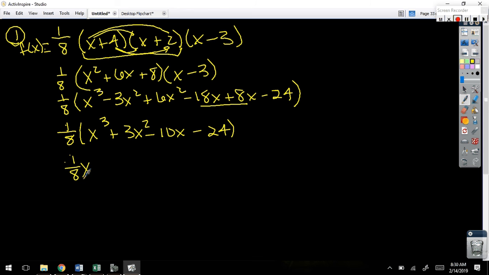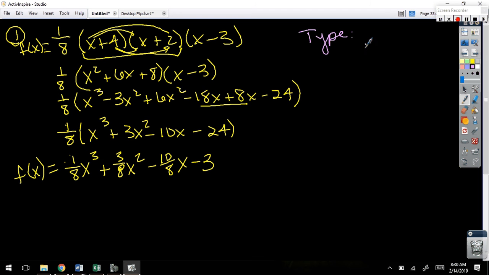1/8 x cubed plus 3/8 x squared. Remember, we're not going to really do anything else with this. We're not plugging any numbers in or anything, so the fact that it's kind of nasty is okay. 10 over 8x, or 5 over 4x. 24 divided by 8 would be 3. So now looking at this, what is the type? Cubic.